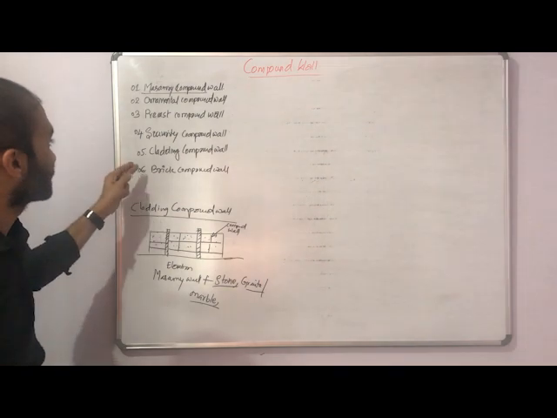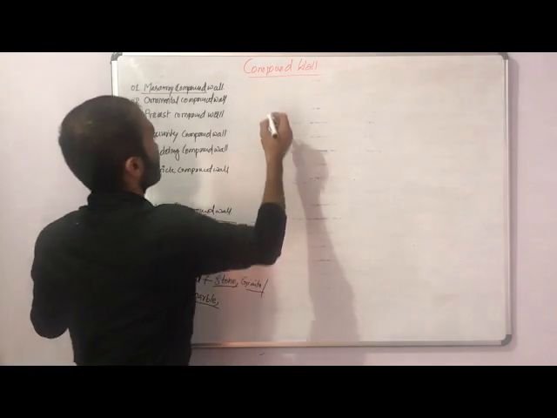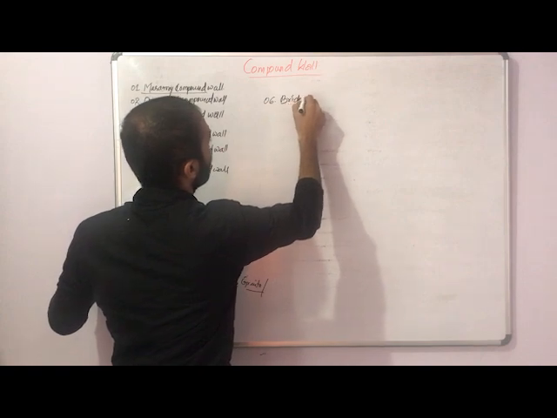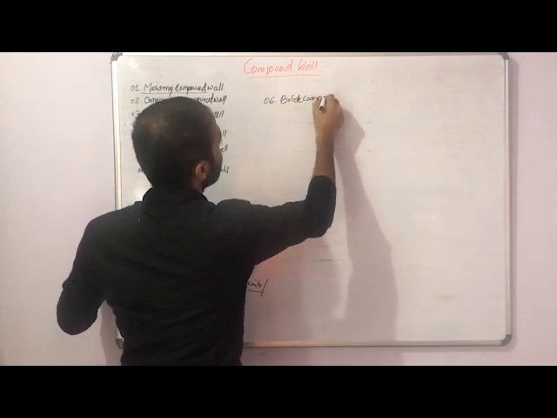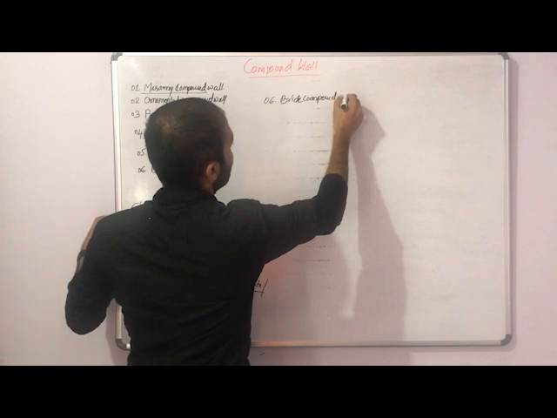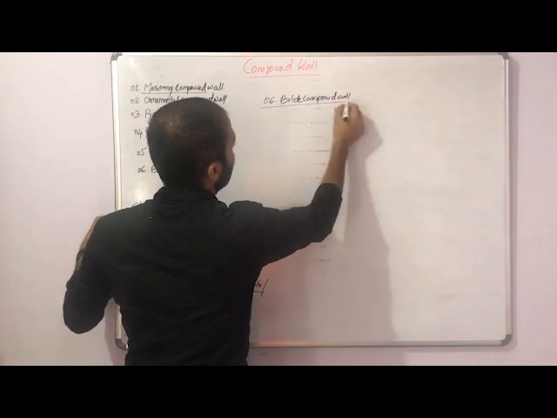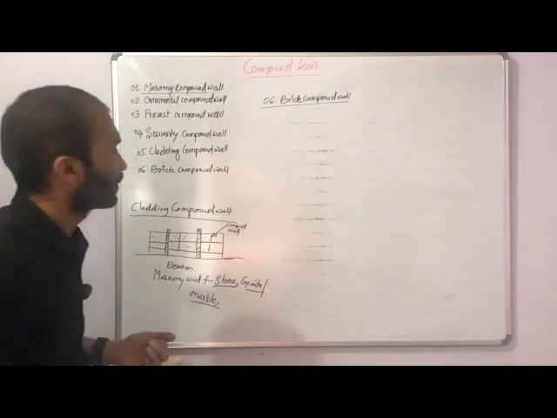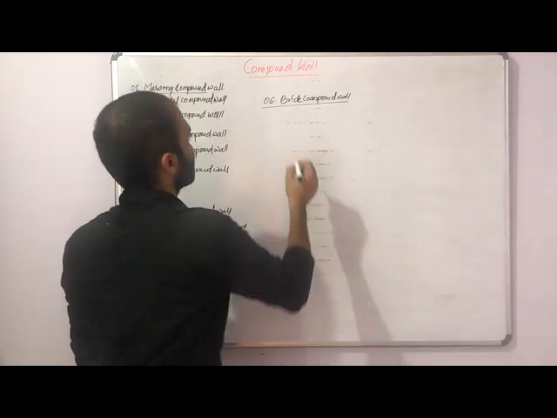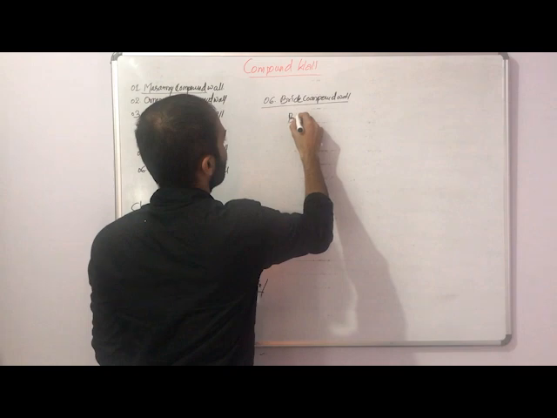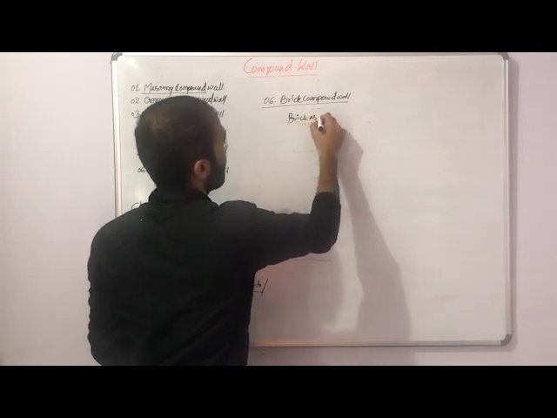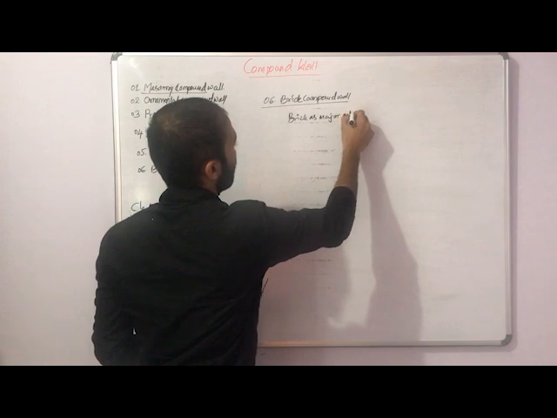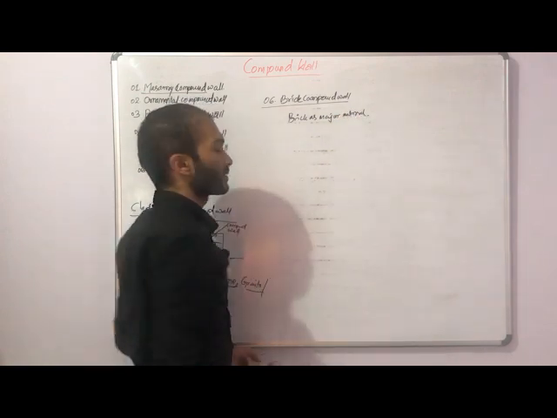The next we are looking at is the brick compound wall. The brick compound wall is almost similar to the masonry compound wall. The thing is we are using brick here as the major material to construct the compound wall.